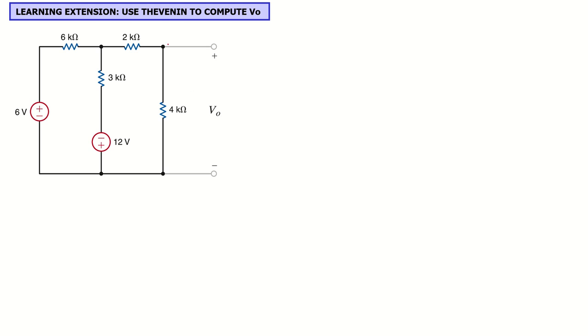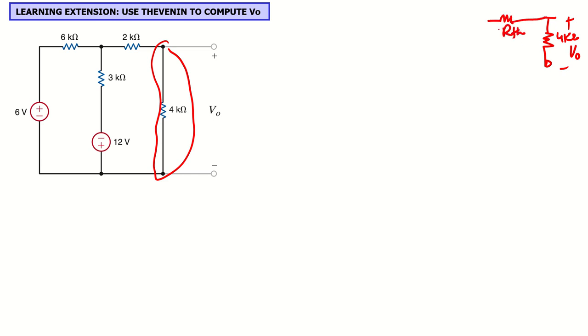Remove the load. What is our load? This 4K, right? So let's take it outside of the circuit. I want to find the voltage drop here, which is V naught, and now I need to find R Thevenin, and I need to find V Thevenin, or the open circuit voltage.